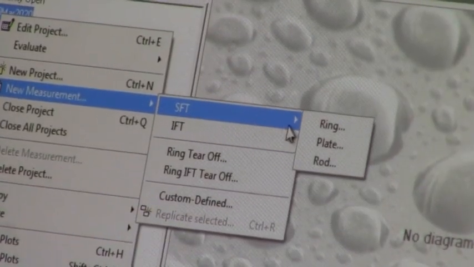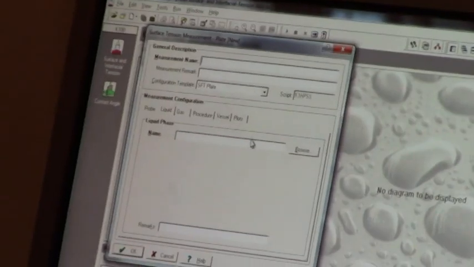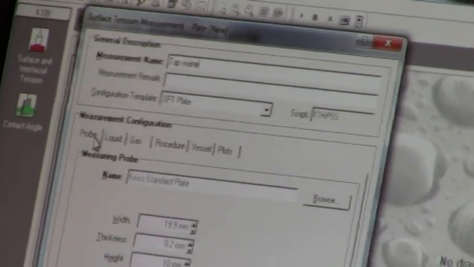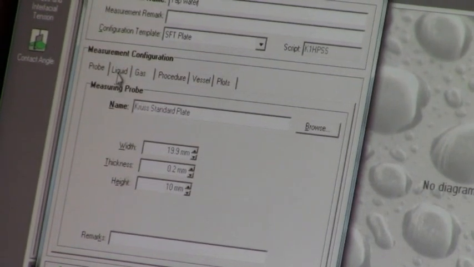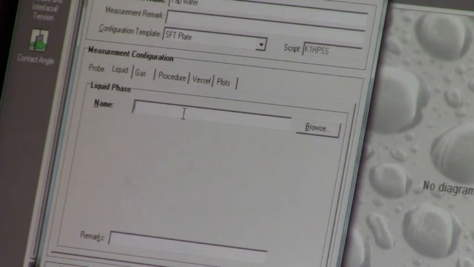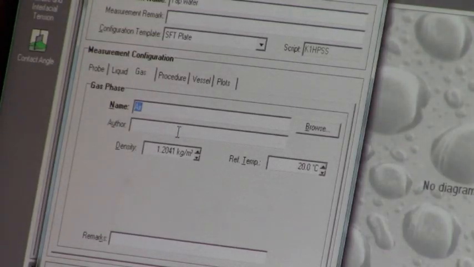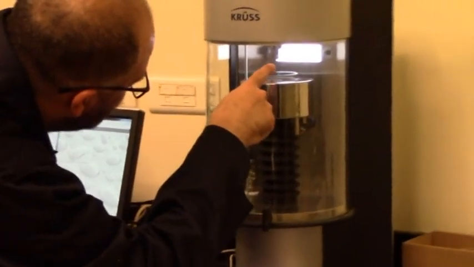We'll be using surface tension. We have ring, plate, and rod. We'll be using the plate, which is the one I've shown you. This is a tab loader. These are values for the plate, standard values already saved in the software. The liquid name is water. Gas is air. We have here air, nothing more. If we need to inject some other liquid or some other gas, for which we don't have the facility or accessory, it could be done through this big hole in the upper right surface.